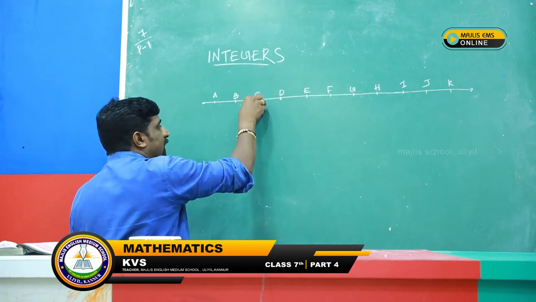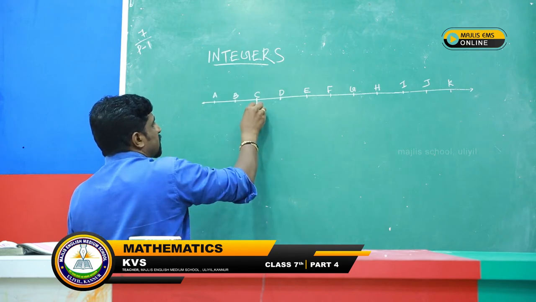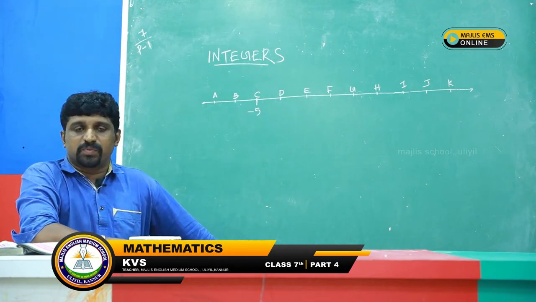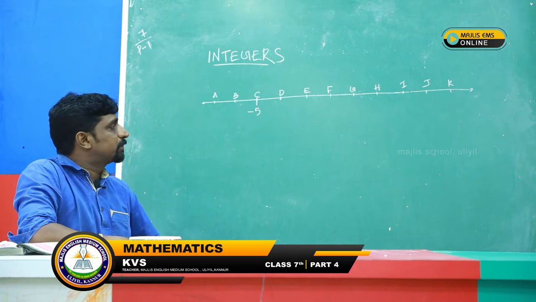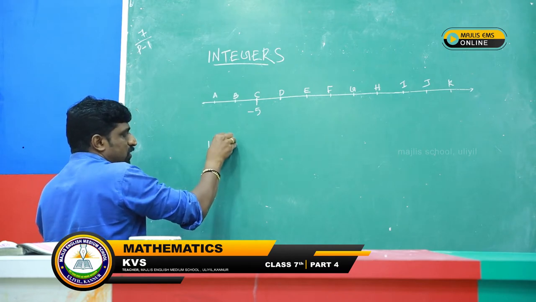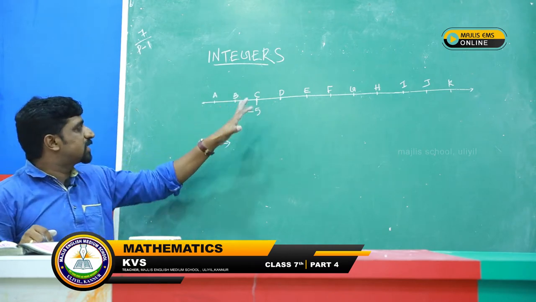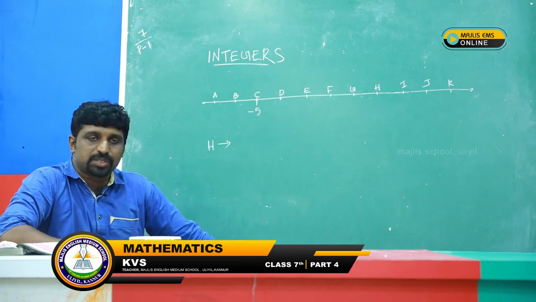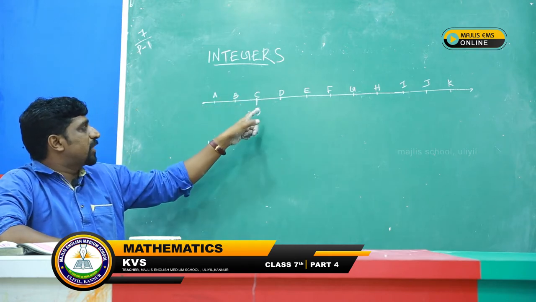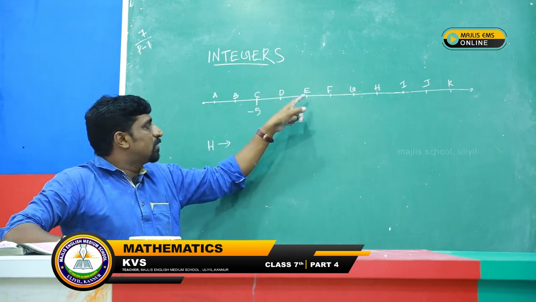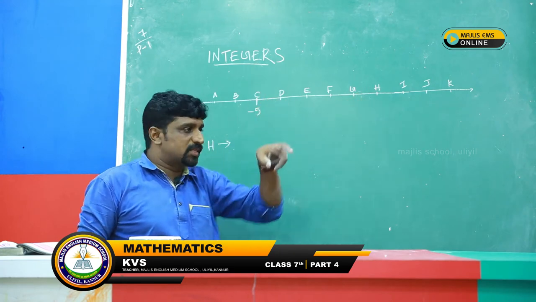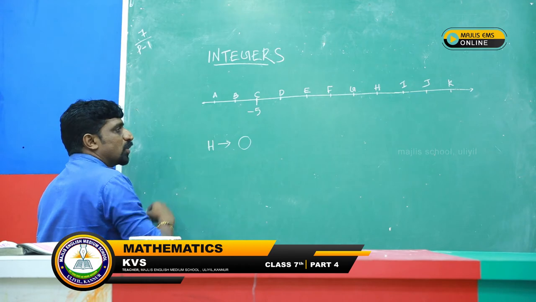I can take C as minus 5. That is what is given here, C as minus 5. Then you can find the answer. What is H? H denotes what? C is considered as minus 5. Then what is H? Just think. H is equal to, we can move on the right way, that is minus 5, minus 4, minus 3, minus 2, minus 1, 0. So H is considered as 0.